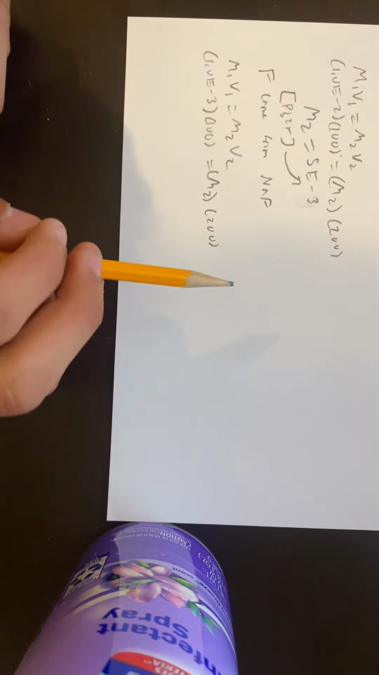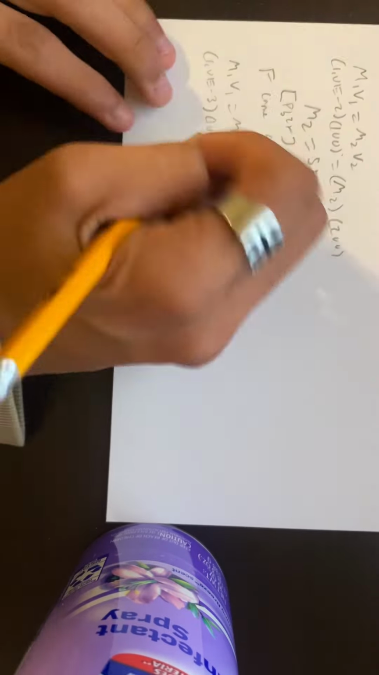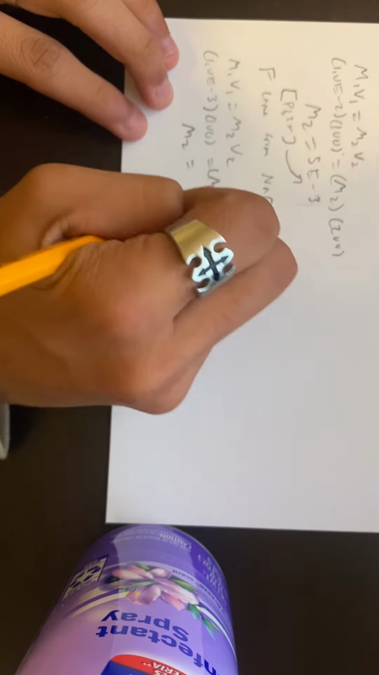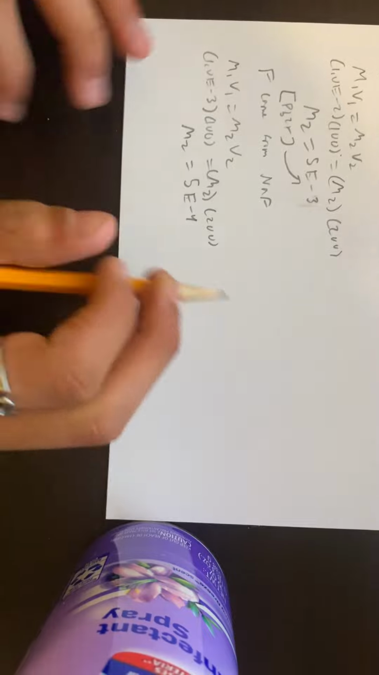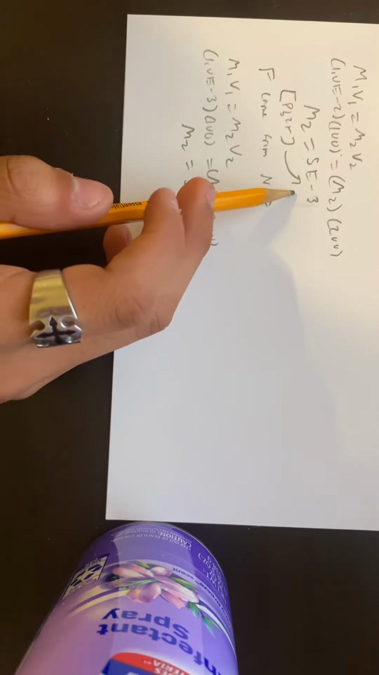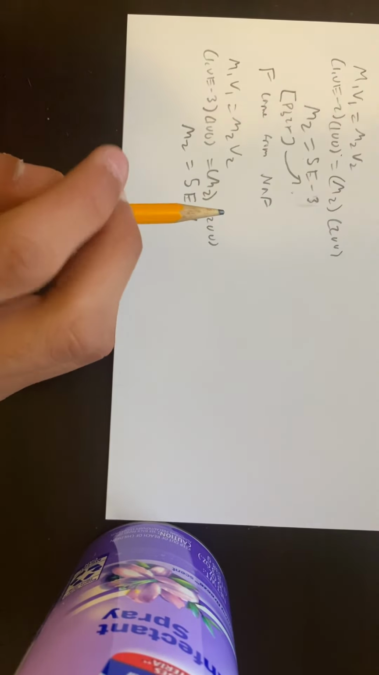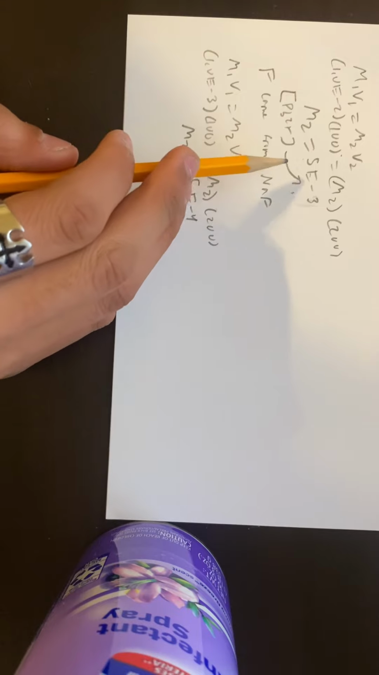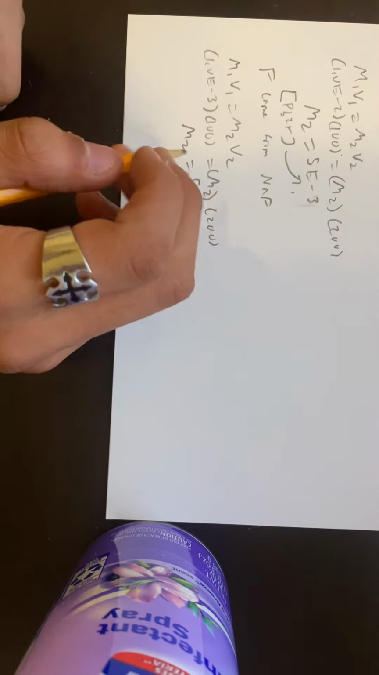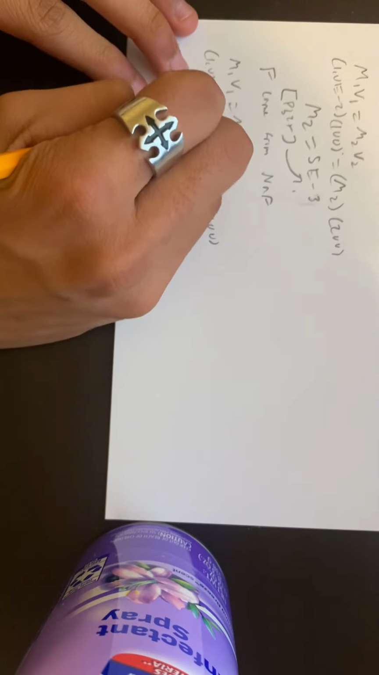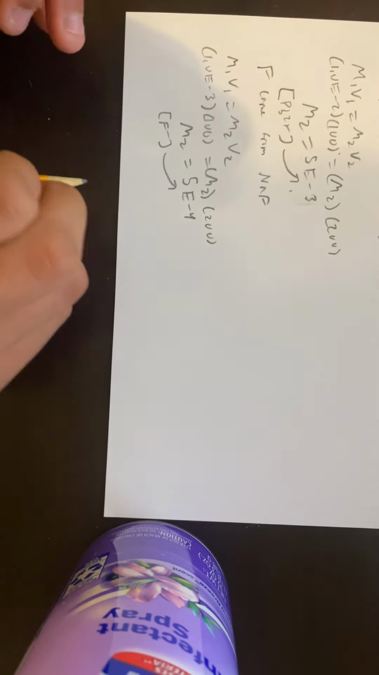After factoring all this out and solving for M2, it is equal to 5e-4. Oh wow, it's just what we got for this one. But the Pb2+ concentration is 5e-3, and the concentration of F minus is going to be 5e-4.